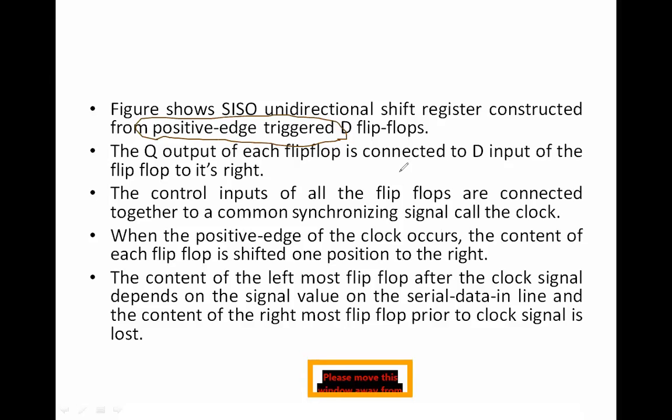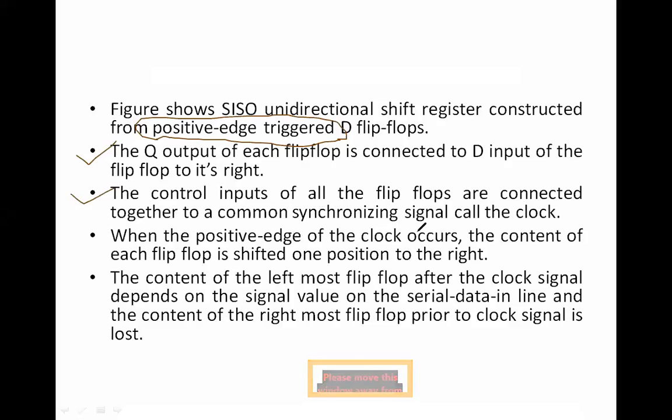The Q output of each flip-flop is connected to the D input of the flop to its right. So the output of the previous stage is the input of the next stage, right? The control inputs of all the flip-flops are connected together as a common clock. So we have a common clock, and that is connected to all the flip-flops. Suppose my clock is 0, then everything is nullified, which means it is all disabled and it will not be functional, which means I cannot pass data.